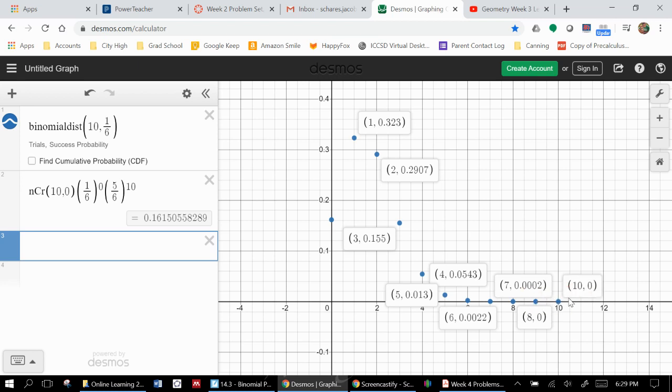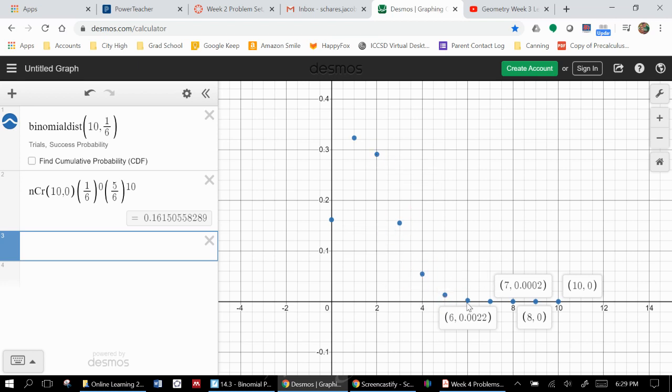Now, these aren't actually 0. They're just rounding to 0. There's obviously some chance that you roll a die 10 times and get all ones, but it's very, very, very unlikely. Now, what's even better here is I can use this graph to calculate cumulative probabilities.